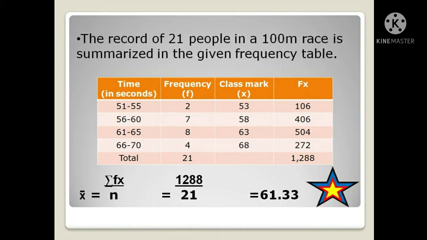And next, solve the mean. So the summation of fx is equal to 1288, and n is equal to 21. So 1288 divided by 21 is equal to 61.33. That's our mean.